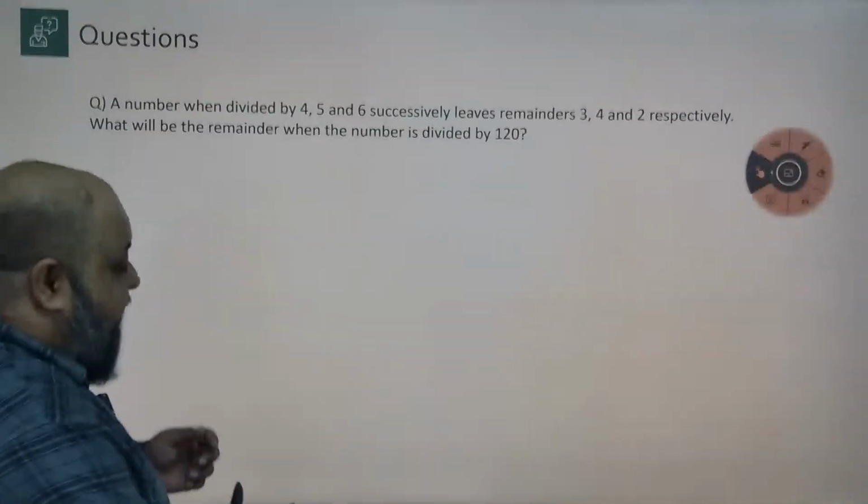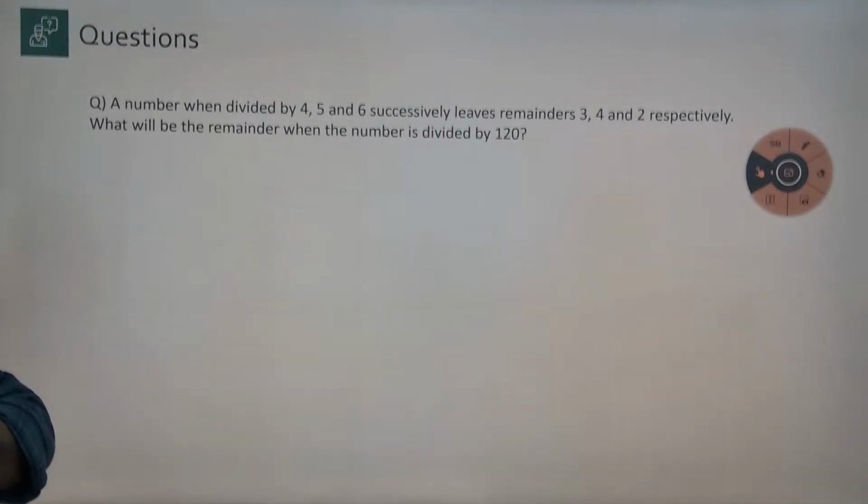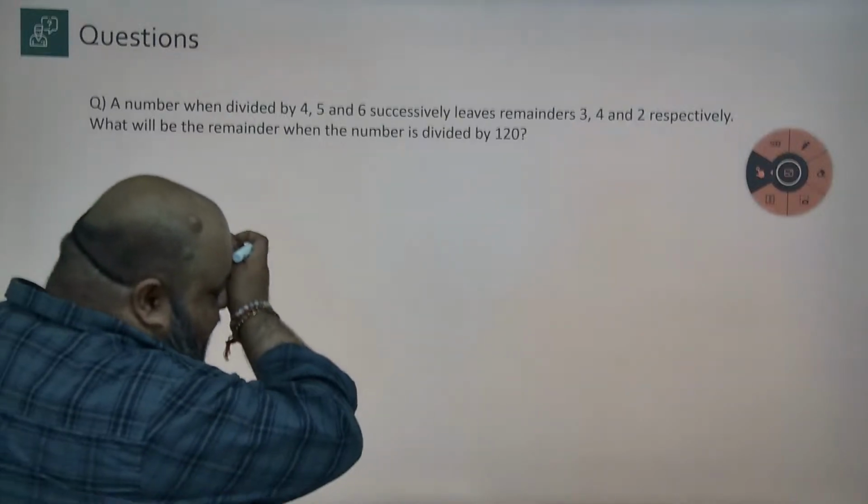Then the second type of question. This is related to successive division. What is successive division? I start with the number and keep dividing the quotient again and again. So the question reads, a number when divided by 4, 5, and 6 successively leaves a remainder of 3, 4, 2 respectively. What will be the remainder when the number is divided by 120? Just to explain to you what this question means, I am taking an example.